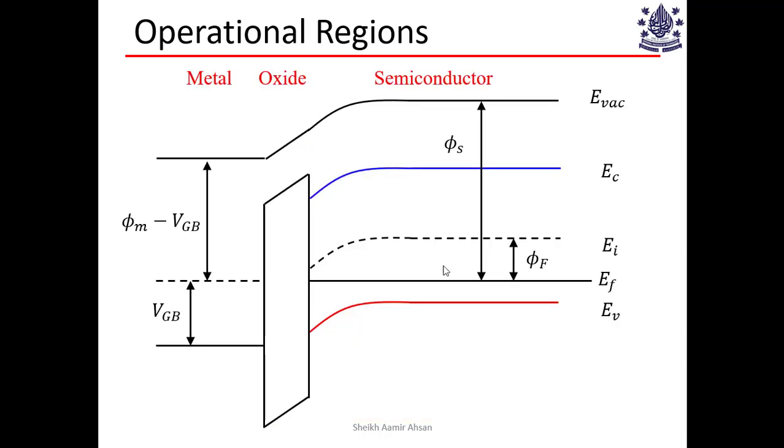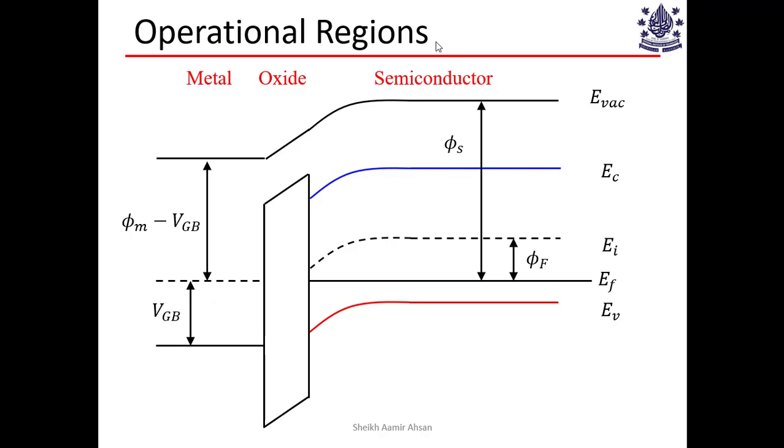All right, so this here is a representation of the band diagram drawn all the way from the metal oxide to the semiconductor in the vertical direction from top to bottom. So here, as you can see, is the vacuum level at the top. Then you have the conduction band, the valence band, the intrinsic energy level, and also the Fermi level.